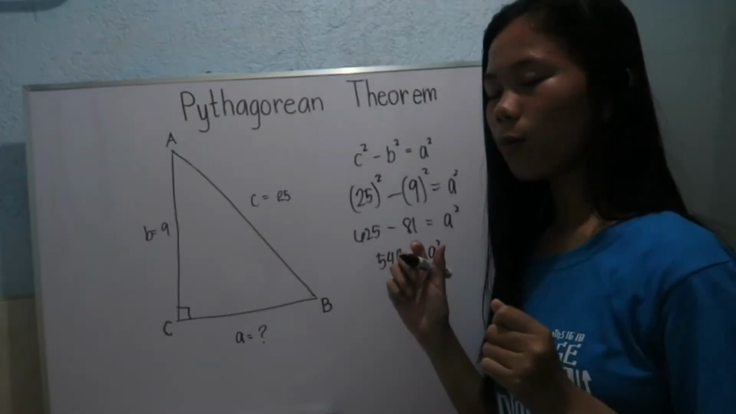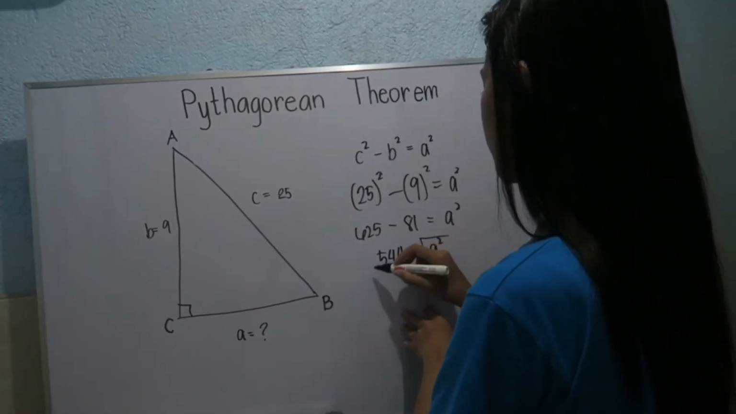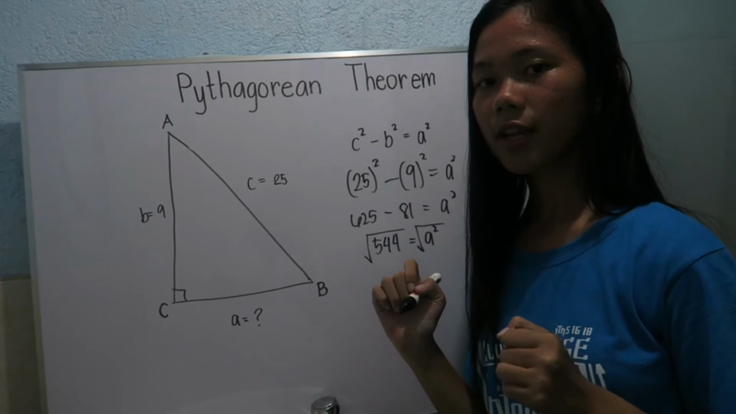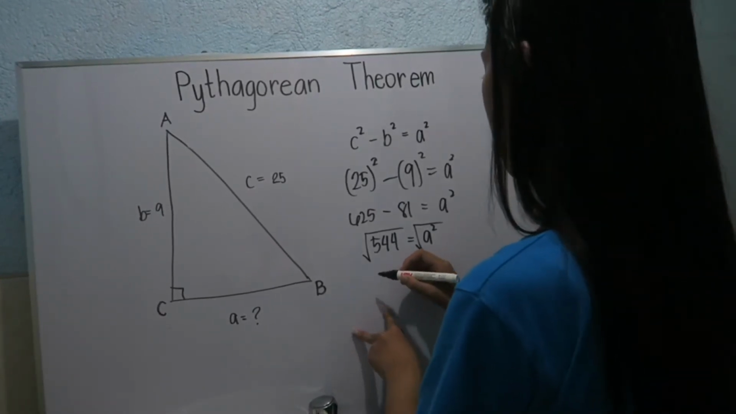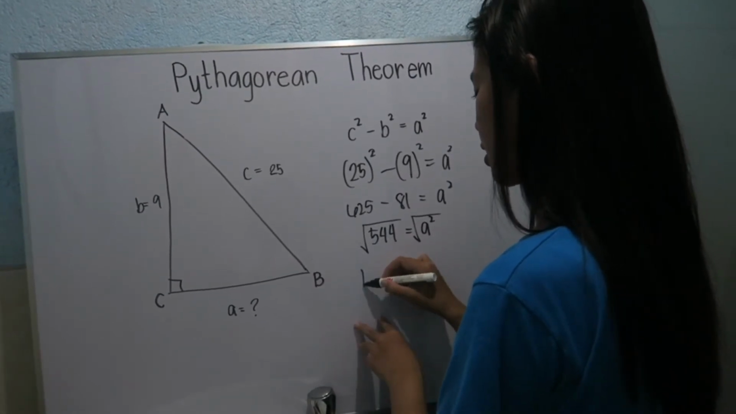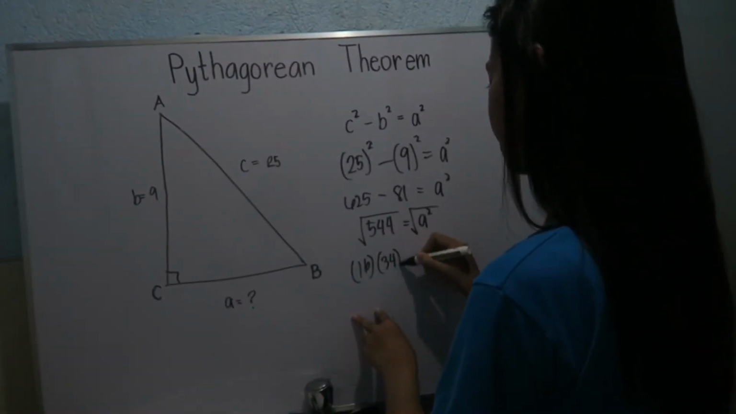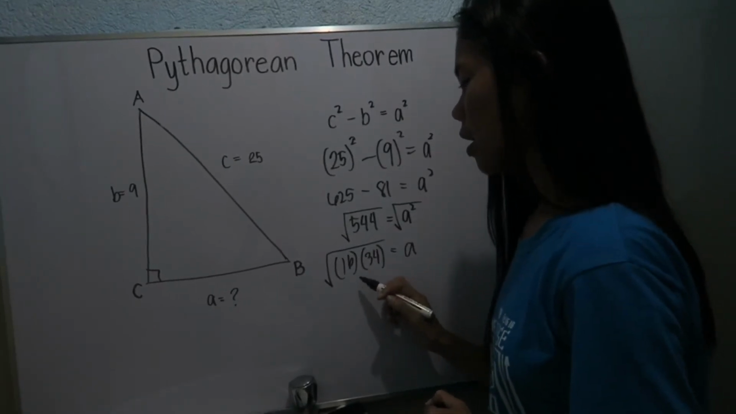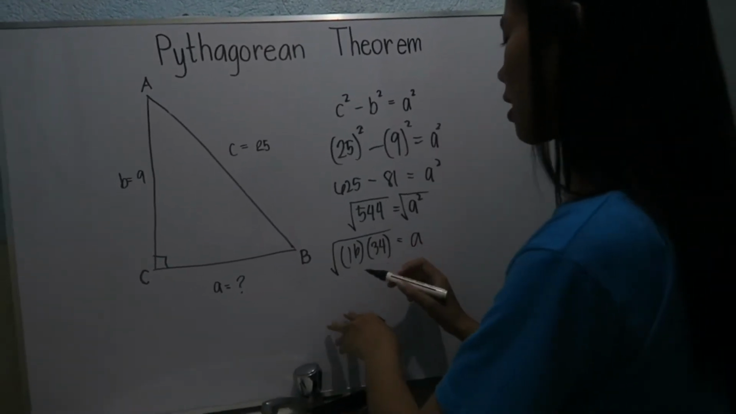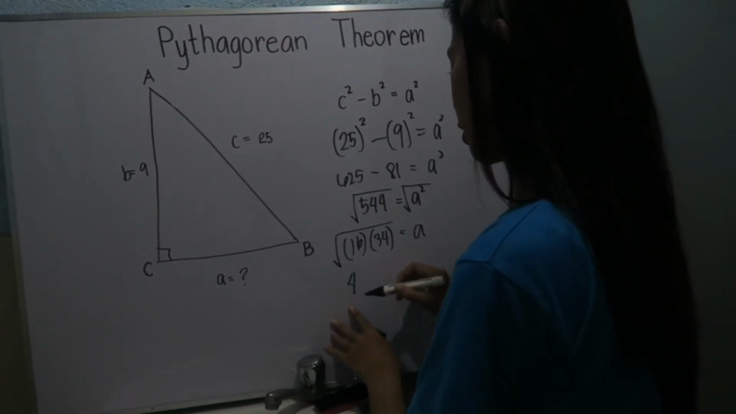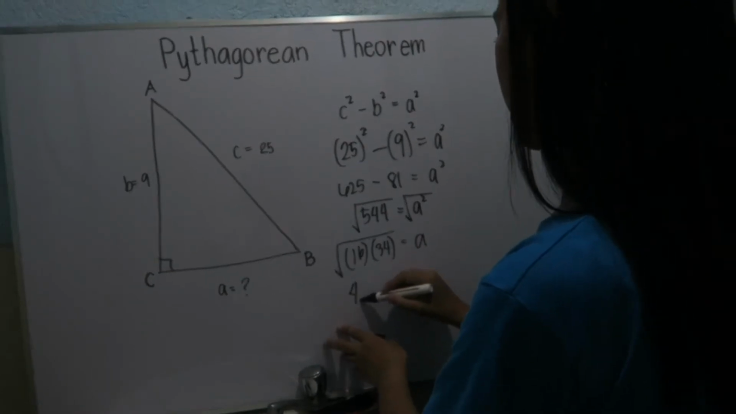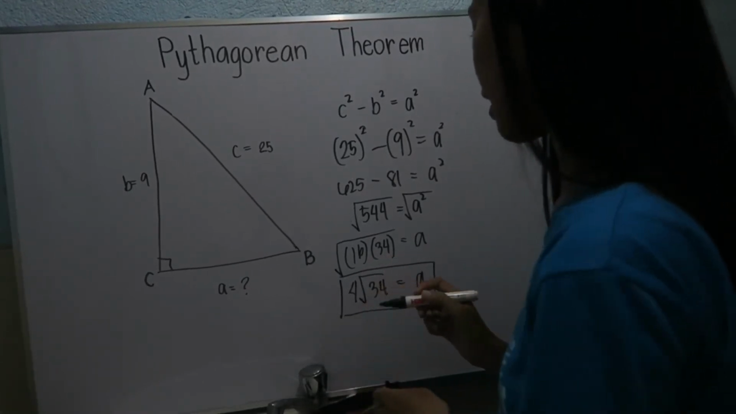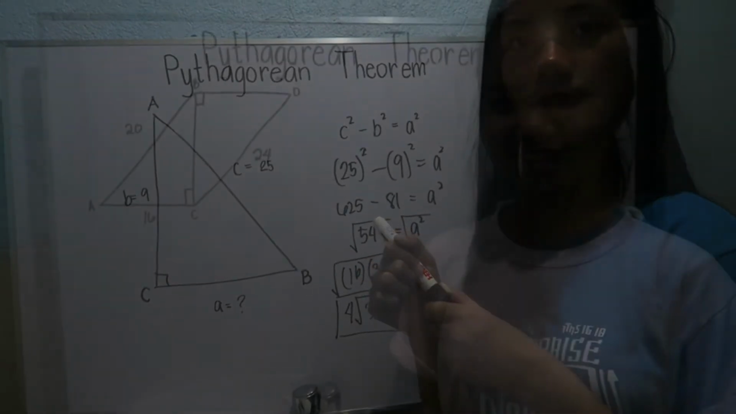Since a is being squared, we must get the square root of both sides. Since 544 is not a perfect square, therefore, we should get the factors of 544, which are 16 and 34. The square root of a squared is a. 16 is a perfect square, so we will get the square root of it, which is 4. And the remaining number will be put inside the radical sign. So the value of leg A is 4 square root of 34.